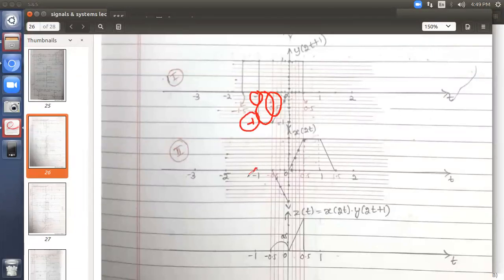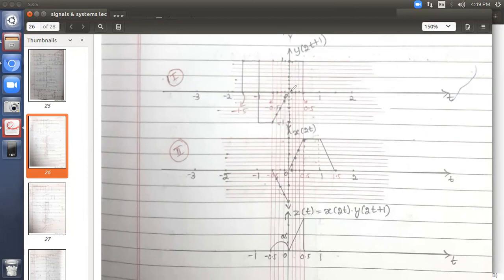Here, if you observe between minus 1 and minus 0.5, there is nothing. It is 0. So 0 multiplied by minus 1 is 0. So again, we don't have any amplitude here. Now coming to the next part, I will take this at the last. Let me take this easier part and complete it.